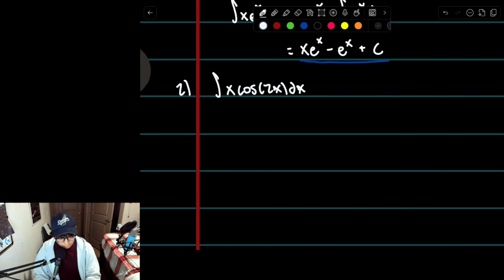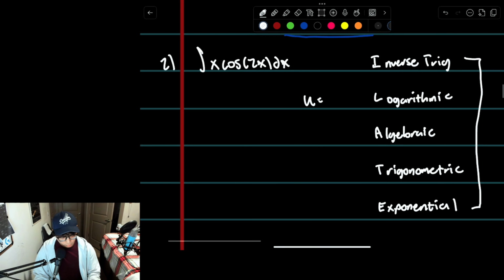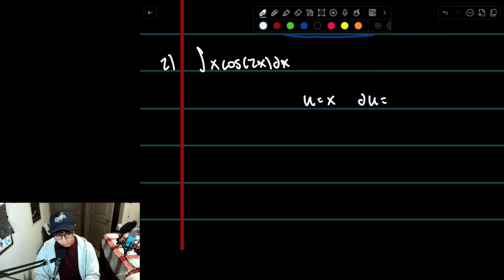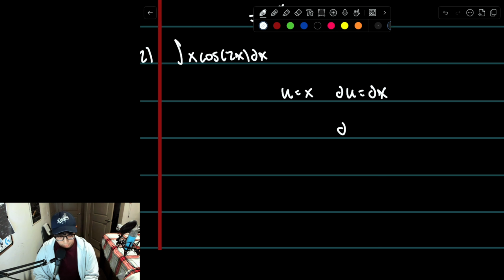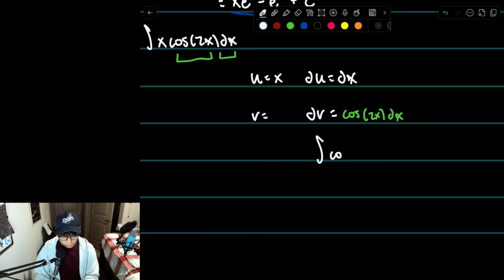Now remember, our first step is to find our u, and we have to use our ILATE, which in this case we have our algebraic before our trigonometric. So that will be our u. Now our du will be dx, our dv will be the rest of the equation, which is cosine of 2x dx, and our v will be the integral of our dv, which we will solve on the side over here.